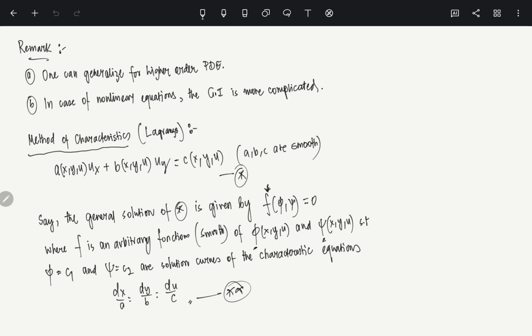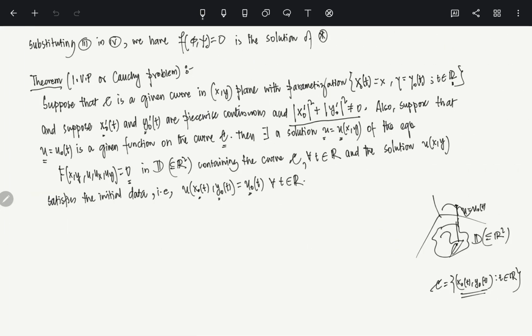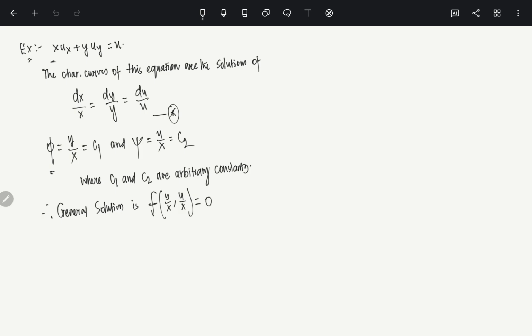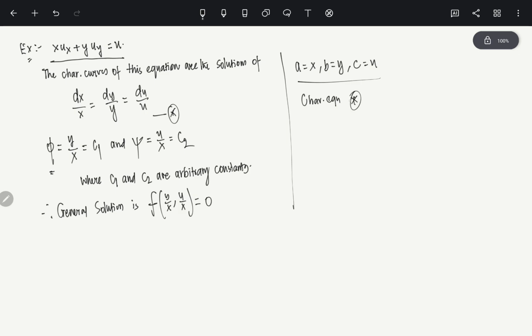So exactly what are we doing here? Let us again understand. This is the equation given to us. What is our A? A is x. What is our B? B is y. And what is our C? C is u. First of all, once you have the equation, you can always write down the characteristic equation. So what is the characteristic equation given this equation? Characteristic equation is given by this star. Now, if you solve star, we get the characteristic curve.